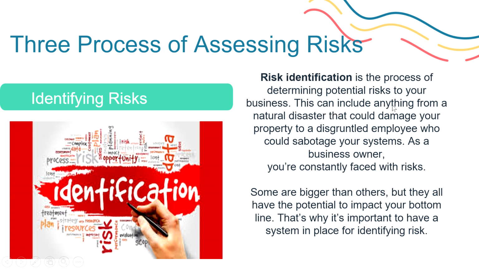This can include anything from a natural disaster that could damage your property to a disgruntled employee who could sabotage your system. So as a business owner, you are constantly faced with this kind of risk. So some are bigger than others, but they all have the potential to impact your bottom line. So that's why it's important to have a system in place of identifying risk.